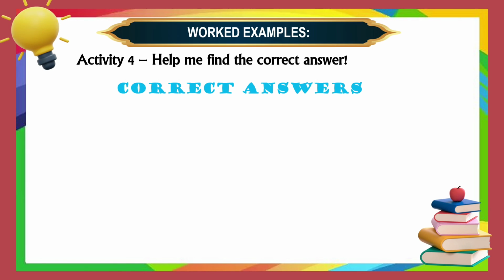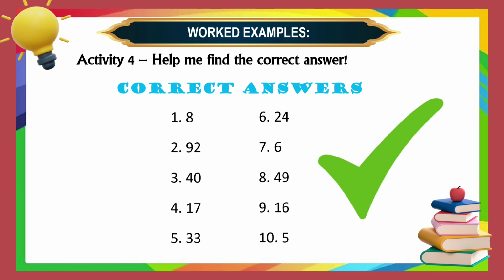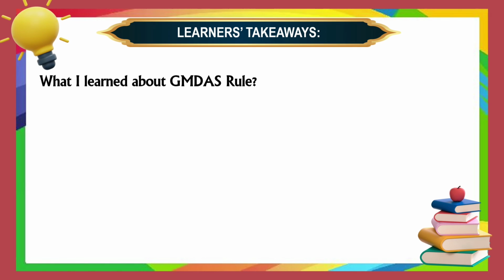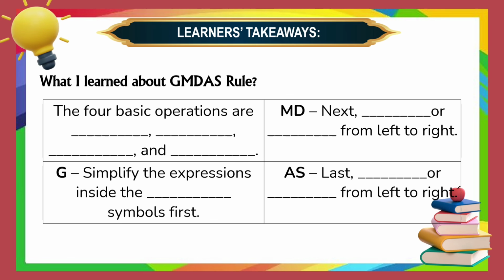So here are the correct answers for activity 4. So for learners' takeaways, you are going to answer what I learned about GMDAS rules. Okay, the 4 basic operations are, and then G, simplify the expressions inside the blank symbol first. And then MD, what do you mean by MD? And then what do you mean by AS?